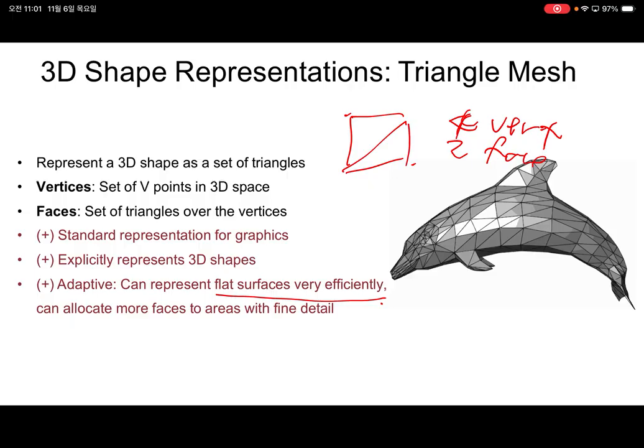Triangle mesh is very efficient, actually. It is good for real-time rendering and requires a very small amount of memory. So mesh is very efficient. That is the reason why mesh is widely used in real-time applications like video games.